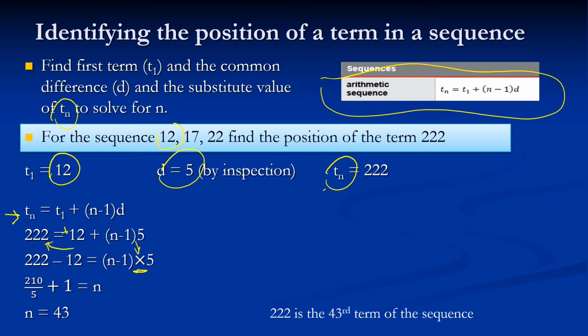222 take 12 is 210. Now the opposite of times 5 is divided by 5, so that's what I've done down here. 210 divided by 5 is 42, plus 1 makes it 43. So 222 is the 43rd term of the sequence.